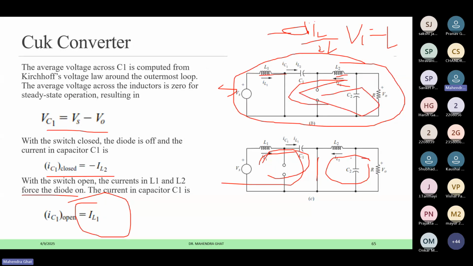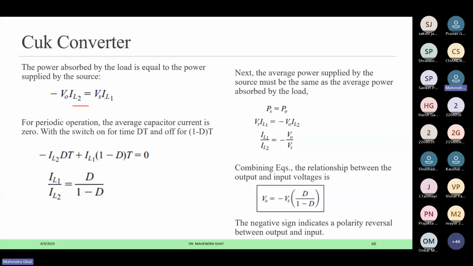as well as this condition. The same IL is flowing through this one. And similarly for the input, so this is the one path and this is the second path. Whatever IL is there, that is equal to the IS. So that's why I have taken minus VO into IL2 equals VS into IL1.